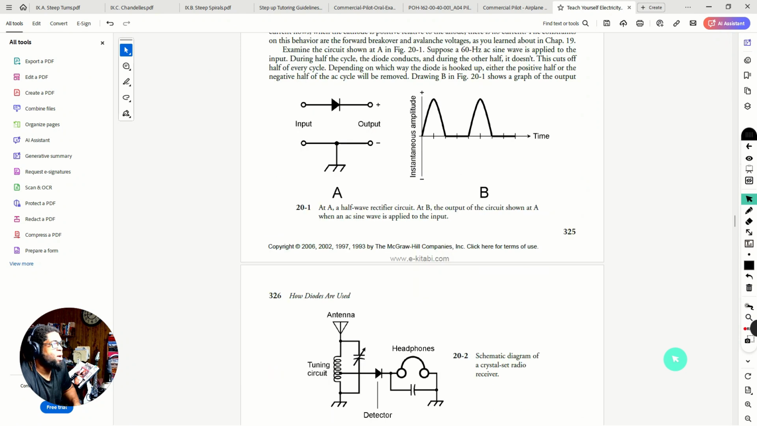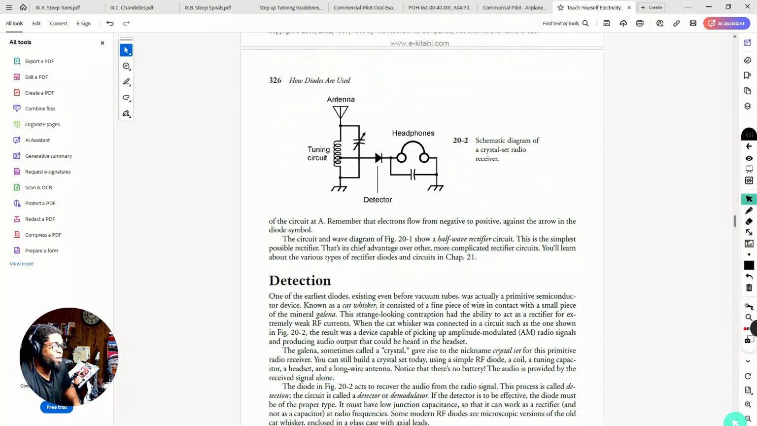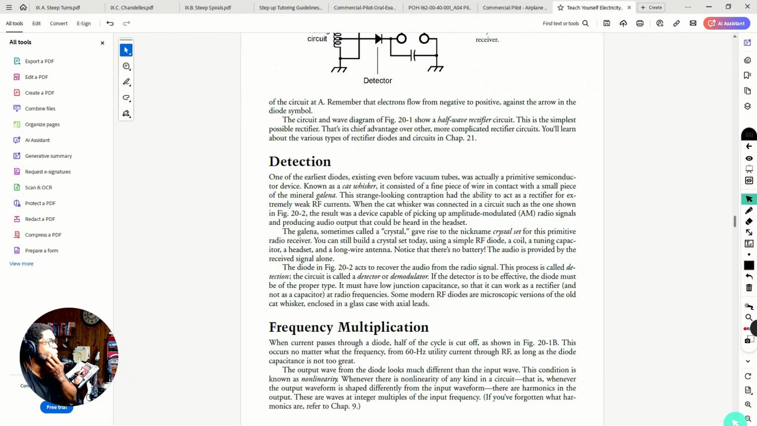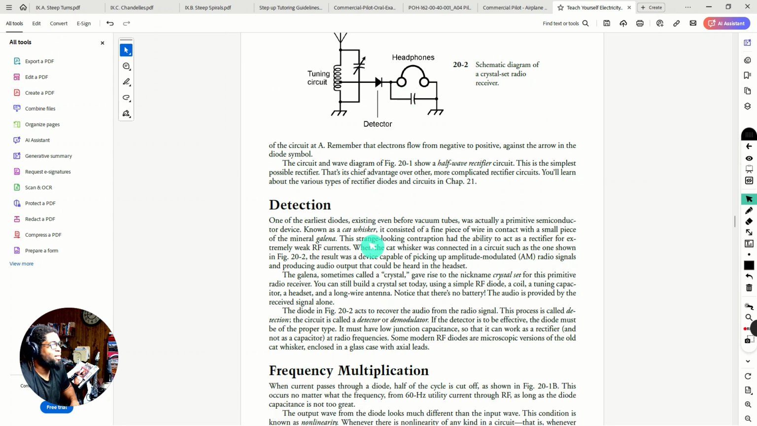But I'm going to keep going into chapter 20 here, and we're going to talk about the next use of a diode, which is going to be the diode as a detector, okay? The diode as a detector really just has to do with your basic radio circuit, okay? Let's let Stan break this down for us, and then we'll talk about it.